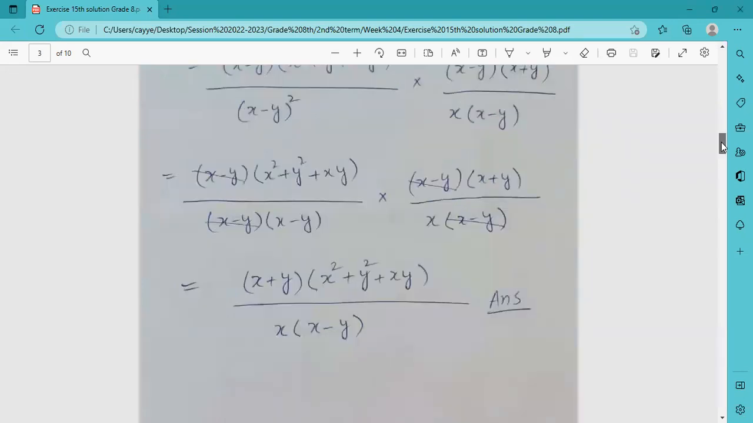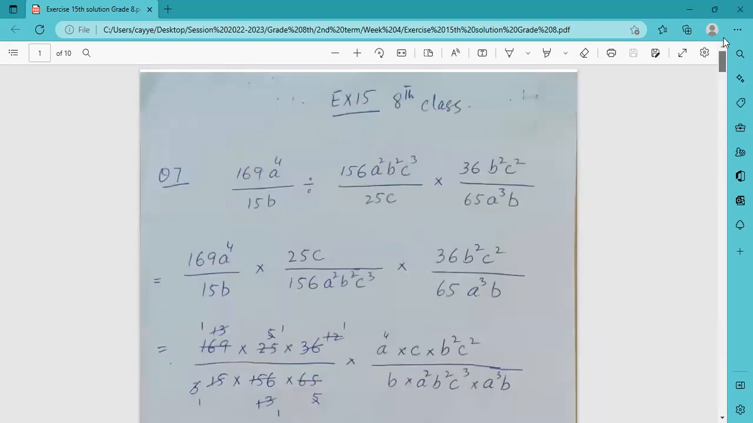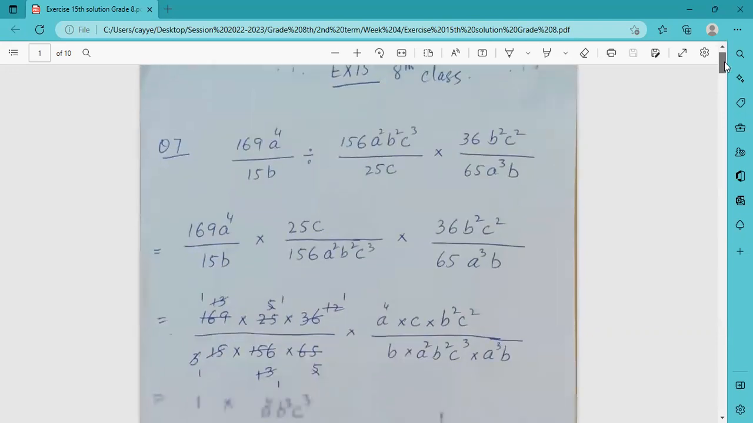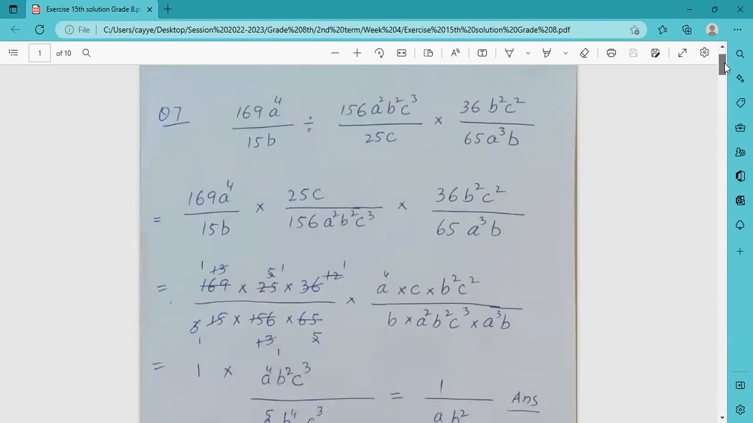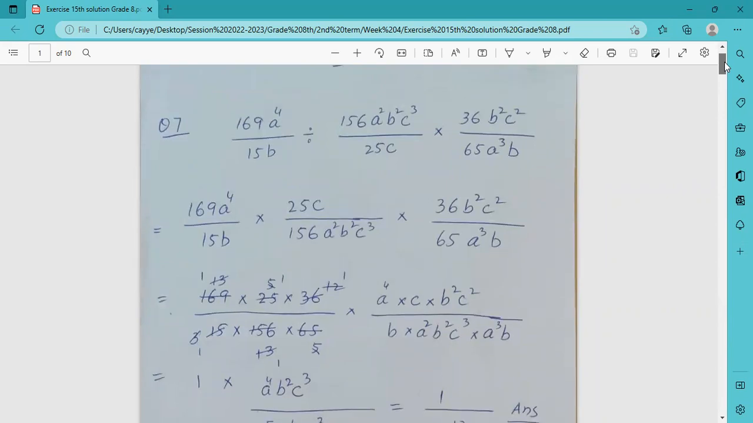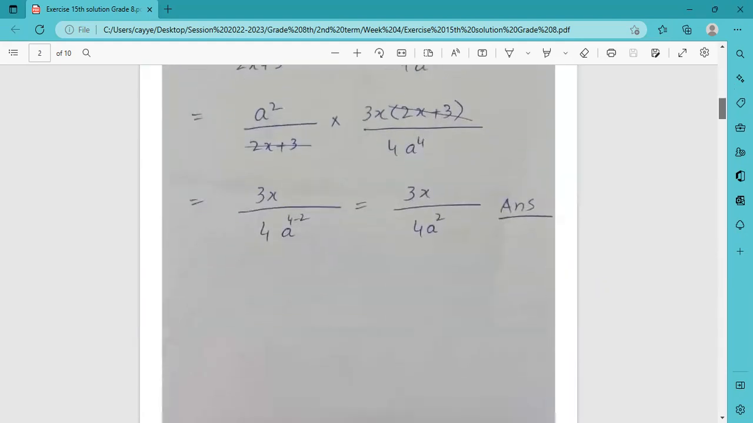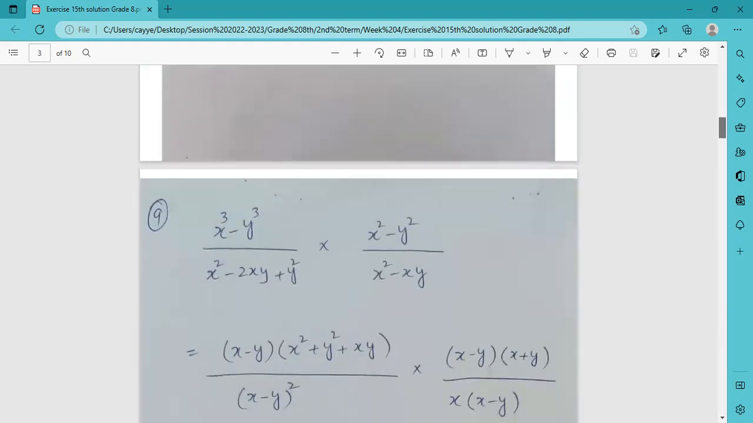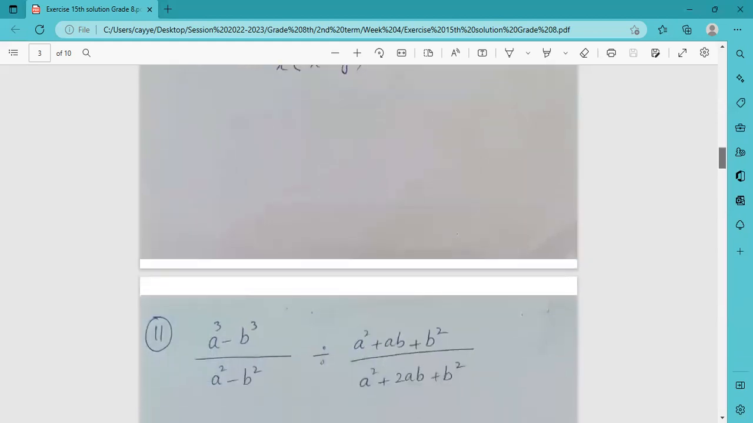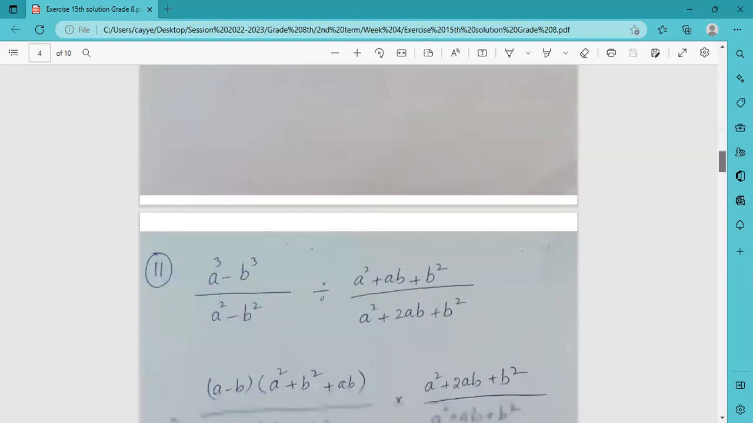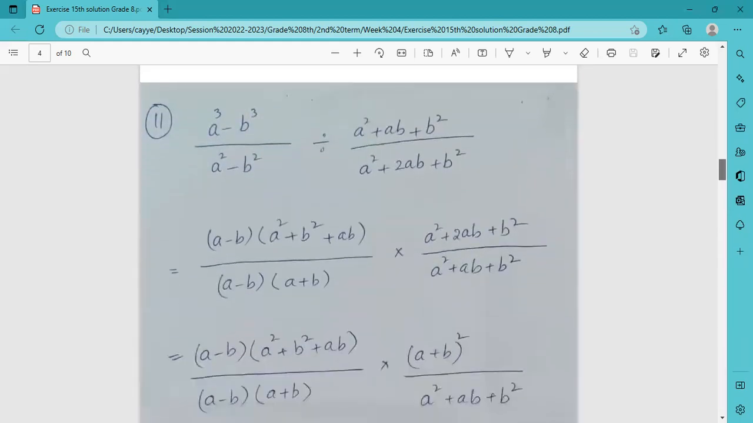This is exercise 15 and we have done question 7, already done question 7, question 8, question 9 and question 10 in the class. Now I'm going to start with question 11.